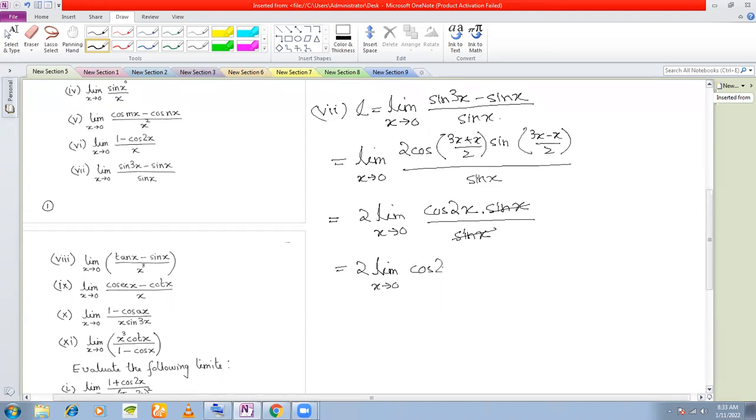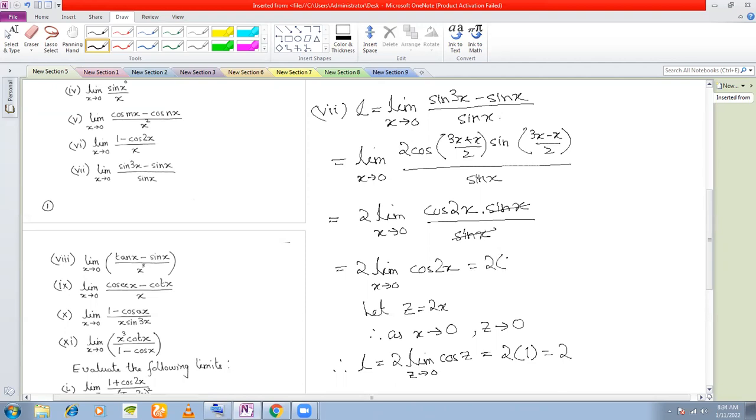You simply get limit x tends to 0 cos 2x. And what is this? This is a standard limit, isn't it? If you put z is equal to 2x, that means as x tends to 0, z also tends to 0. So therefore what will this limit become? Twice limit z tends to 0 cos z, right? Which is a standard limit, isn't it? 2 into 1 is equal to 2. Or you can simply from here only write 2 into 1. Okay?